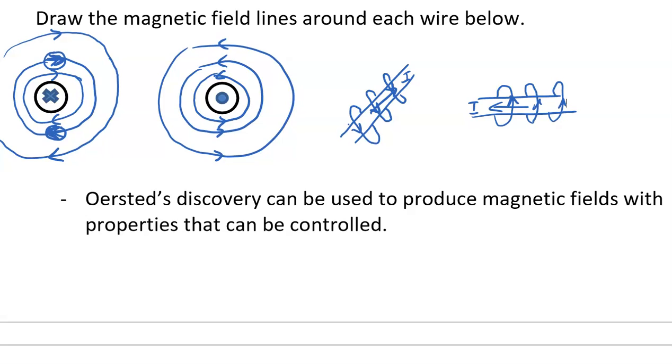So Ørsted's discovery can be used to produce magnetic fields with properties that can be controlled. We can control it based on how much current we pass through the wire, which can be controlled based on how much electric potential difference I have in my source. And so we have a bunch of ways to control that. We could also control the current based on how much resistance is in my circuit as well, because we know there's a relationship in Ohm's law, V equals IR. So depending on how we control voltage and resistance, we can control the current, which in turn will control the magnetic field.